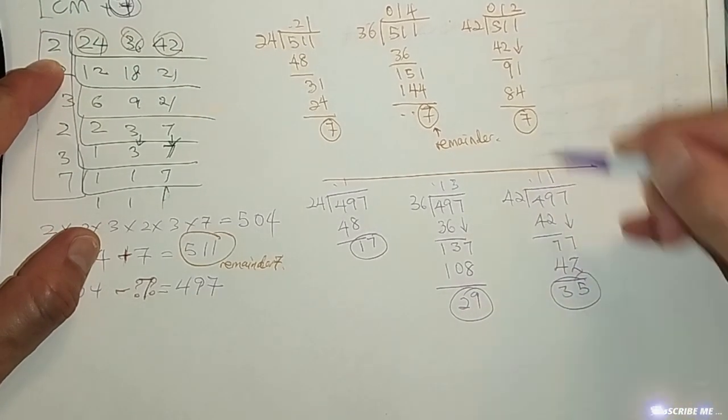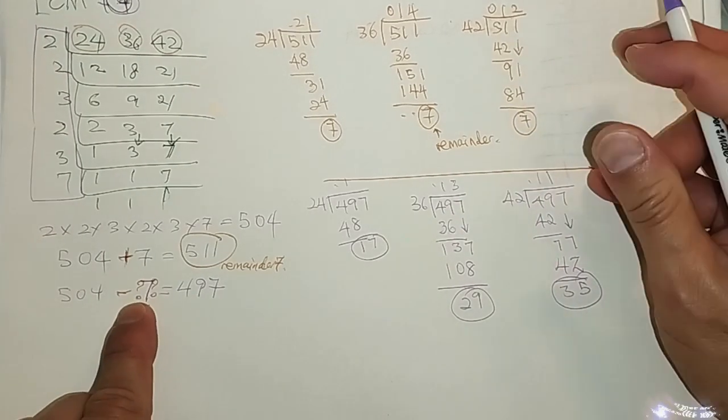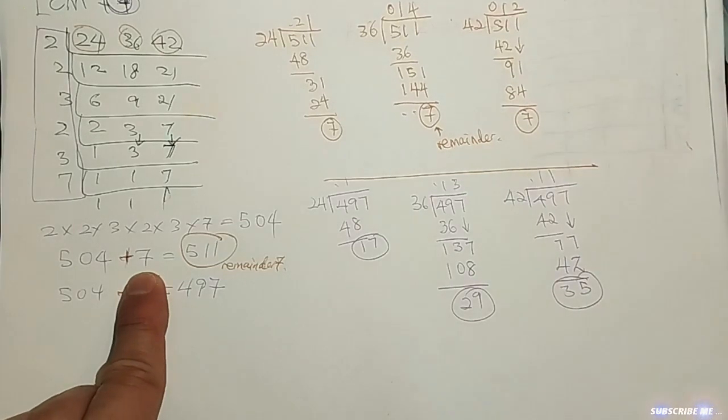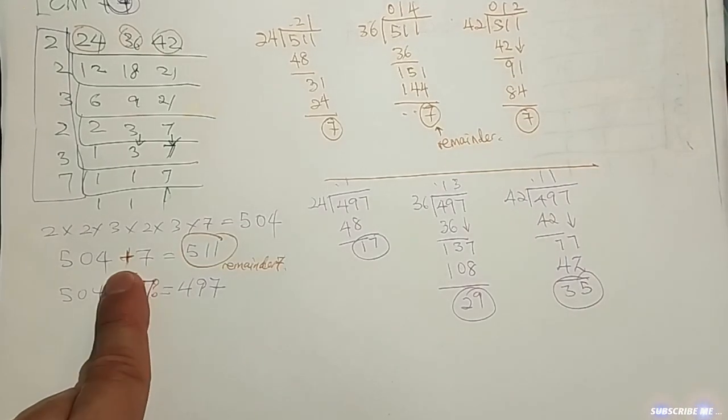And this is not 7. That is why you should never subtract. You only do addition. Do addition to get the remainder. If it's a remainder, to find the LCM with the remainder, you do addition.